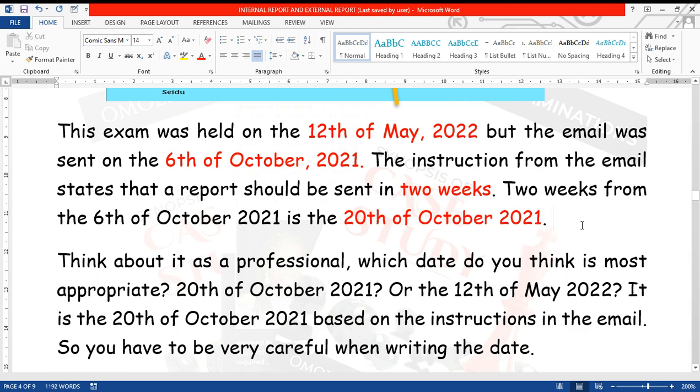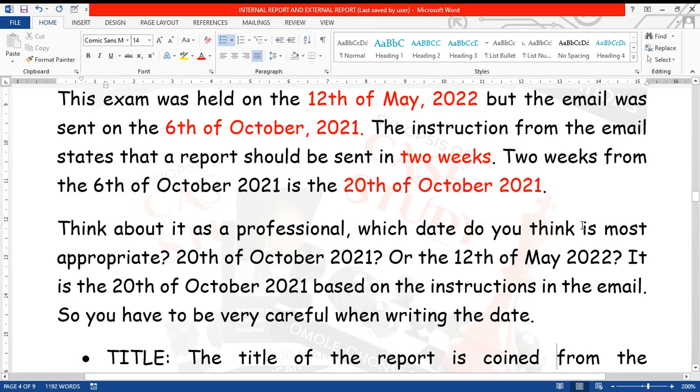You were given an email dated 6th October and you were asked to report in 2 weeks. That's 20th of October. Do you understand? So now it is 20th of October, you're going to write your dates based on the instruction in the email. So you also have to look at it, and not say, oh, I didn't know it's my examination date.